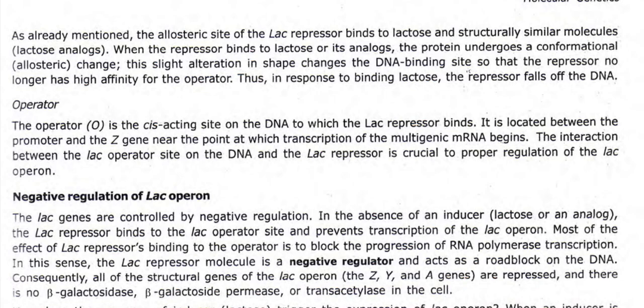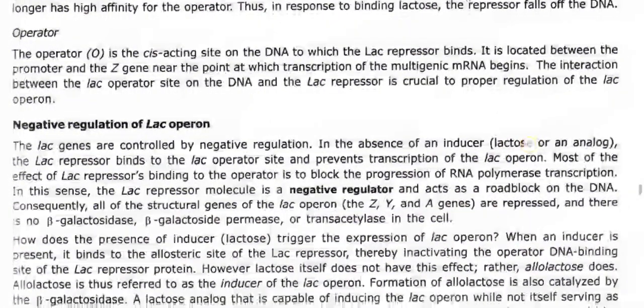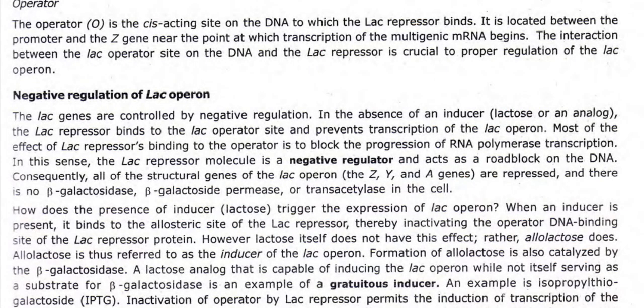Then the operator. The operator is the cis-acting site on the DNA to which the LAC repressor binds. It is located between the promoter and the Z gene, near the point at which transcription of the multigenic mRNA begins. The interaction between the LAC operator site on the DNA and LAC repressor is crucial to proper regulation of the LAC operon. Negative regulation of the LAC operon.